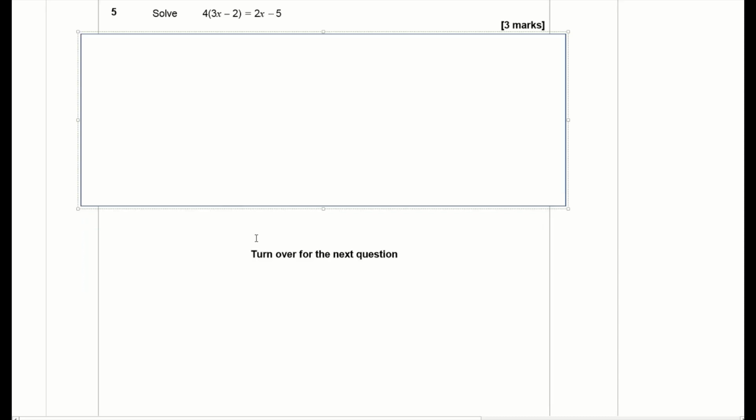Question 5. Solve 4(3x minus 2) equals 2x minus 5. Now, solving just means that you've got to get the letter on its own in the singular, as in x equals.